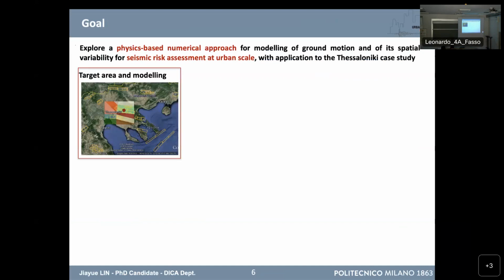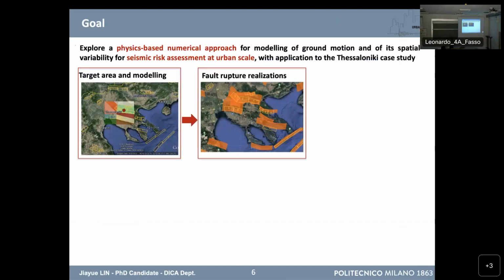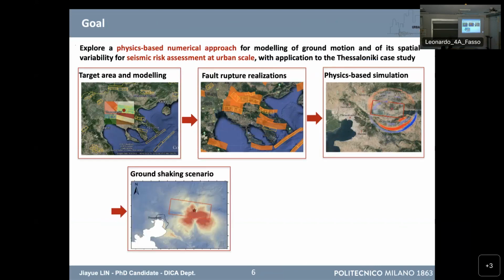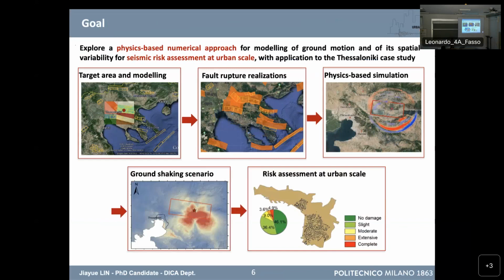Firstly, we need to target our study area, and in my case, this is the Thessaloniki area. And then we generate the fault rupture realizations of this area. And then we apply the SPEED code and do the physics-based simulations. After these simulations, we do some post-processing of the data, and we can get the ground shaking scenarios. With these ground shaking scenarios, we can do the risk analysis in this area.